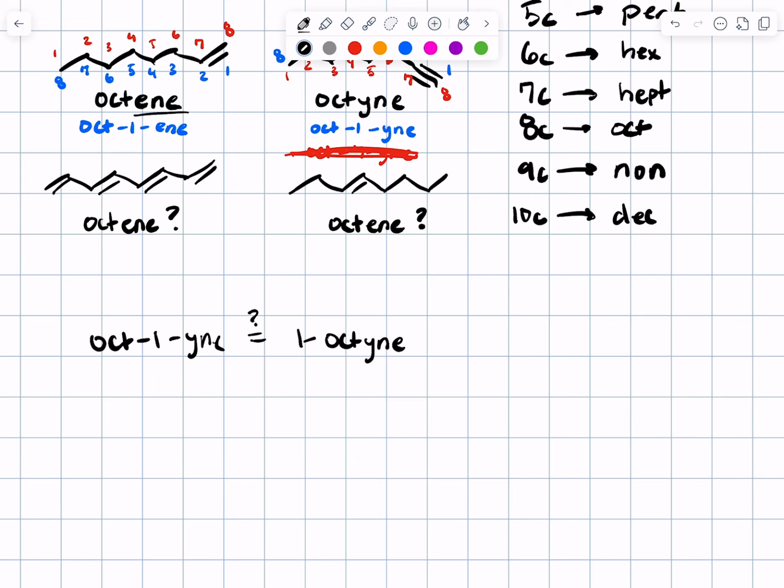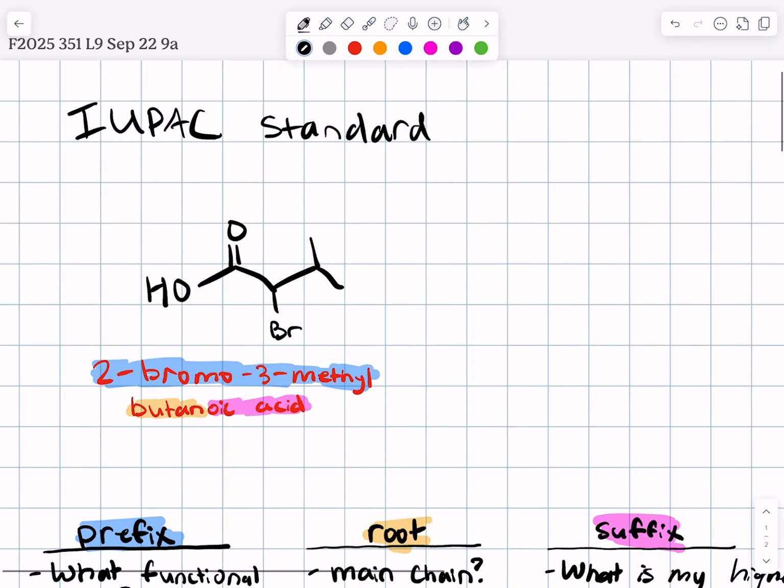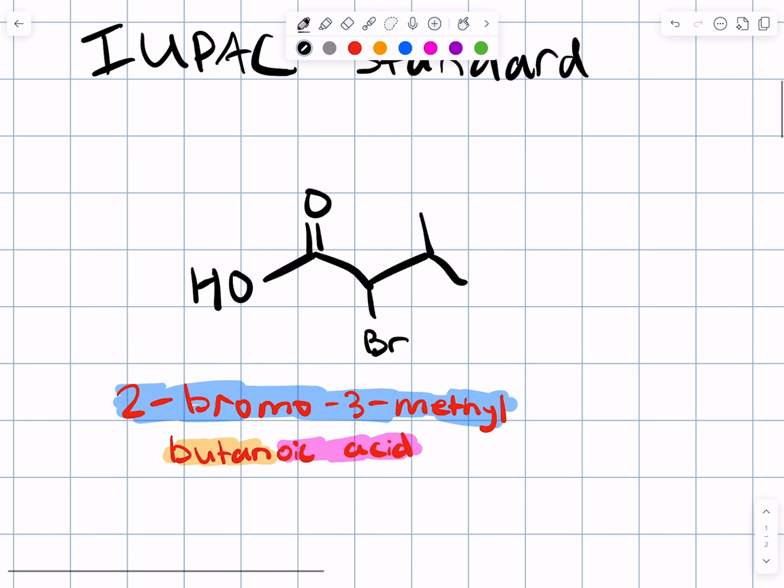So there's a double bond on our 2-bromo-3-methyl-butanoic acid. Yeah, so in here, there's a double bond here, so why is it not an alkene or an alkyne? Yep, because we're double bonded to the oxygen.